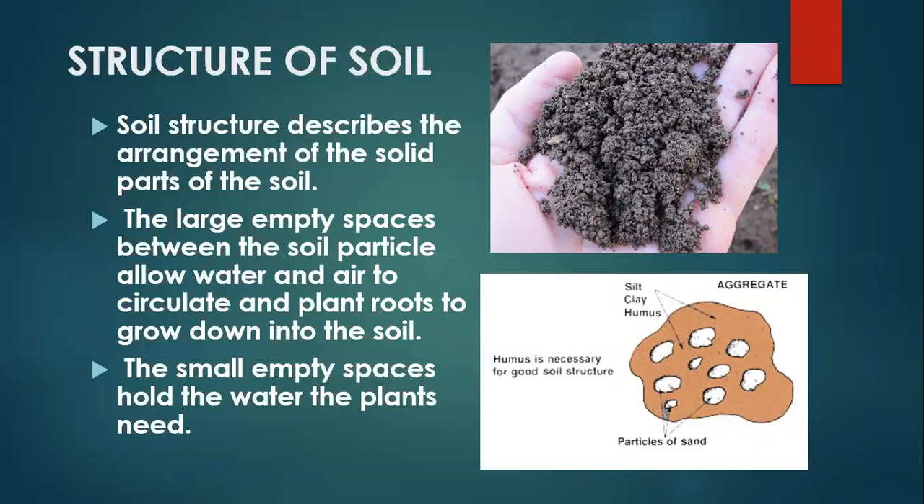So the structure of the soil is important to know because it must have some spaces. The soil is made up of silt, clay, humus, and different types of particles of sand, so that plants are able to grow in very good condition. And the last point is the small empty spaces hold the water the plants need.